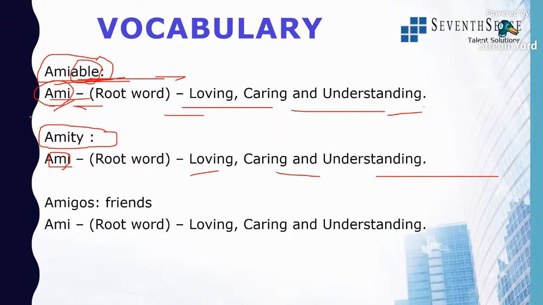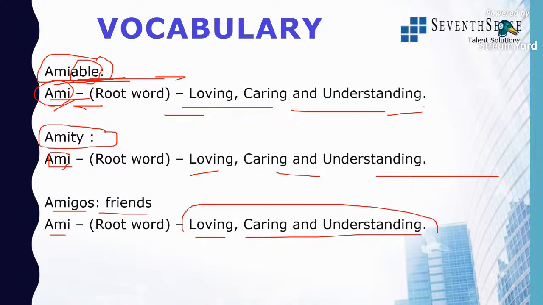All the words are derived by using prefix and suffix. The English language is mostly derived from two languages, that is Greek and Latin. Amigos, here AMI again means loving, caring, and understanding. Root word. If you know the root word, then definitely it will be easy to understand the words easily, right? From the AMI part only, how many words are you going to find?